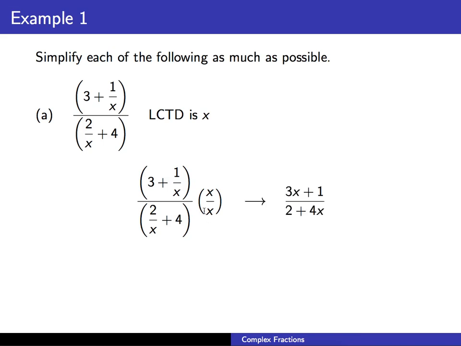4 times x. When we do that, we get 3 times x is 3x, plus 1 over x times x is just 1. The x's cancel out. So notice in this big numerator, there's no more tiny fractions. Now in this big denominator, we're going to multiply each of those terms by an x as well. So 2 over x times x, the x's cancel out, leaving us with just 2, and 4 times x is 4x. So notice in our answer here, there's only one fraction bar, and there's no more tiny fractions. So we've simplified this actually as much as we possibly can.